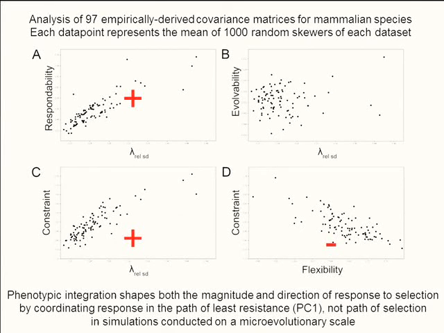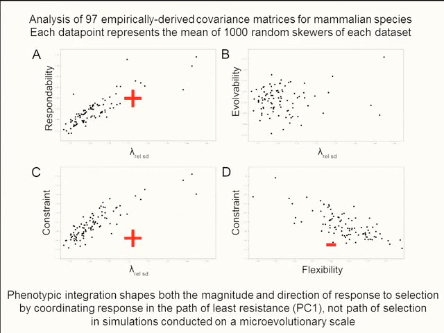So what I've done here is take 97 of my covariance matrices and apply a series of 1,000 random skewers or selection vectors to these data sets, and measured these different attributes in comparison to what's right here, which is eigenvalue standard deviation. That's just a measure of degree of integration. So the higher the standard deviation of the eigenvalues, the more integrated your skull is. And what we see is that respondability, or the total magnitude of the response to selection, is highly correlated with how integrated your skull is. So the more integrated you are, the more you can respond to selection.